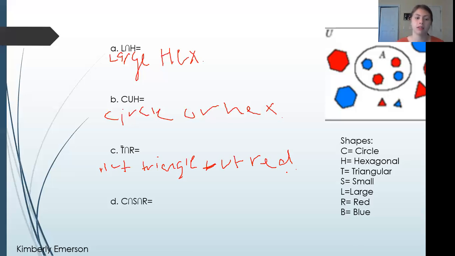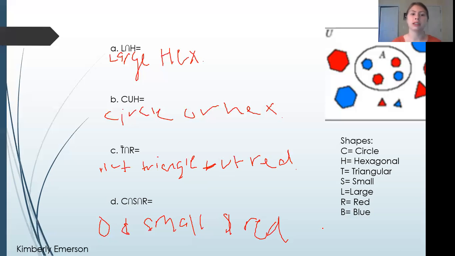And then we have down here in letter D, you have C intersect S intersect R. So C is again circle. So I'm just going to actually draw it this time. And small and red. Well, that's pretty simple.